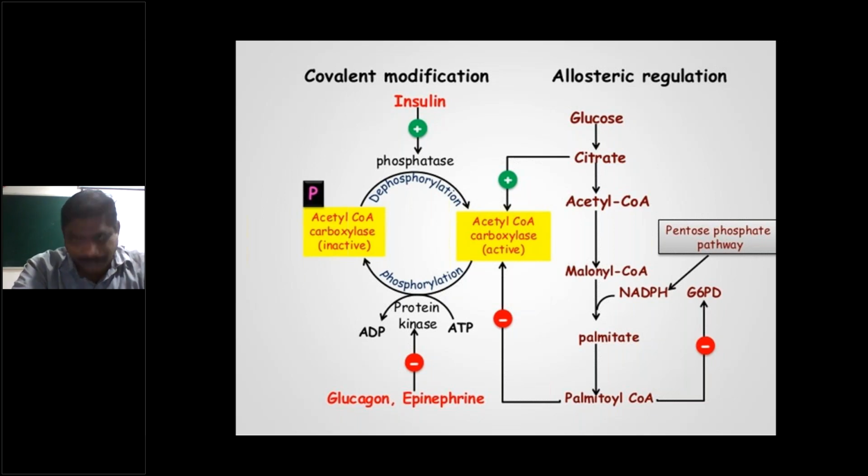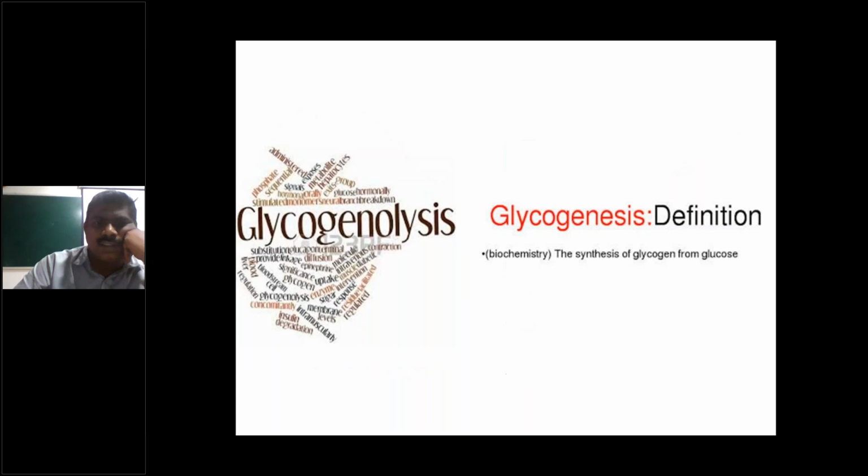Whereas palmitoyl CoA will go and inhibit this acetyl-CoA carboxylase. At the same time, glucagon and epinephrine keep this enzyme in the inactive form by phosphorylation, the addition of the phosphate group. That's why in our body synthesis and degradation do not occur simultaneously. The best example is glycogenesis and glycogenolysis, which do not occur together. This is nothing but covalent modification.